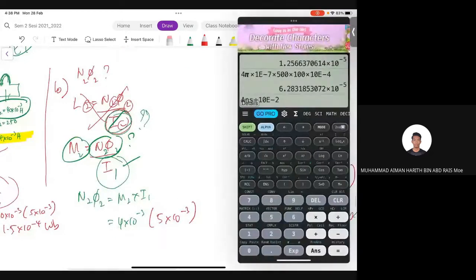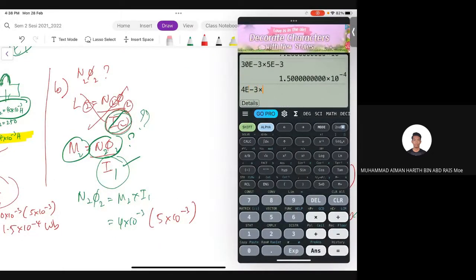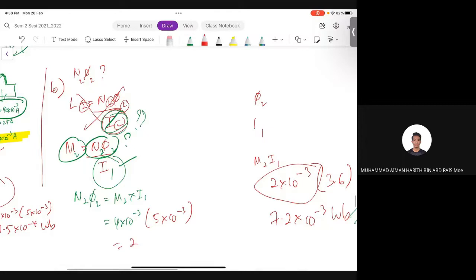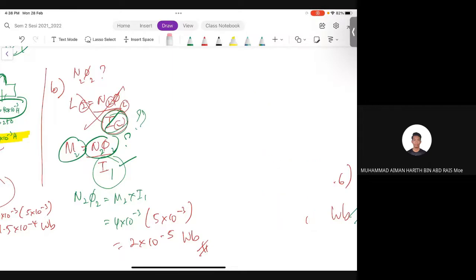Okay, so 4 times 10 power of negative 3 should be 5 times 10 power of negative 3. So 2 times 10 power of negative 5, and the unit is Weber. So that is how you do it. You start with self-inductance.